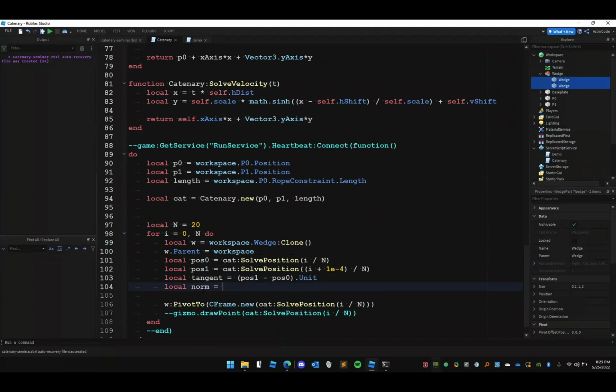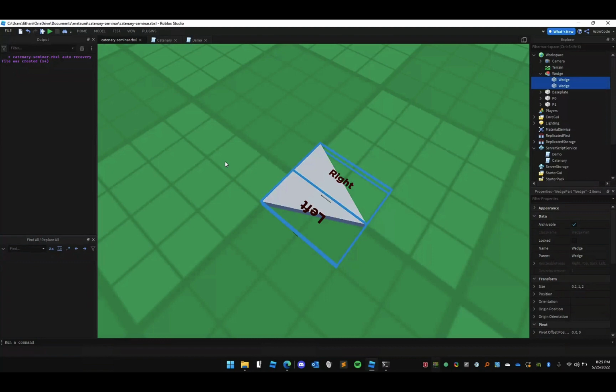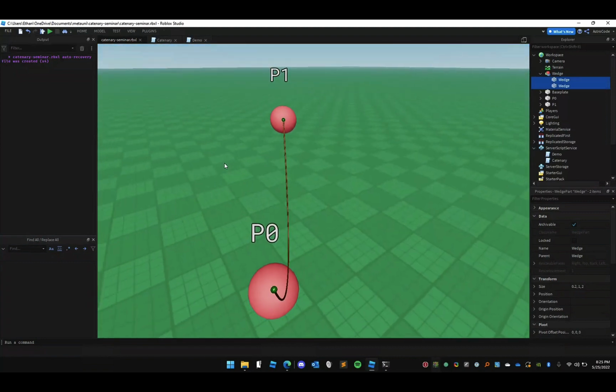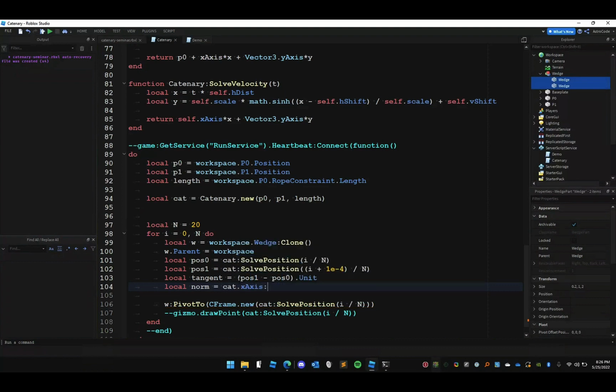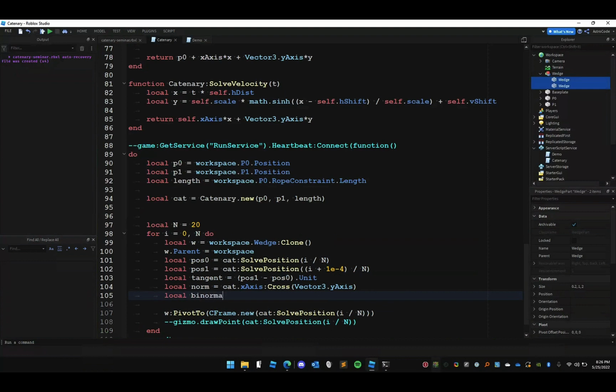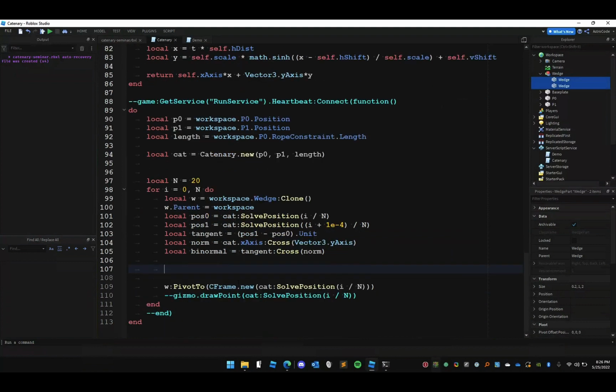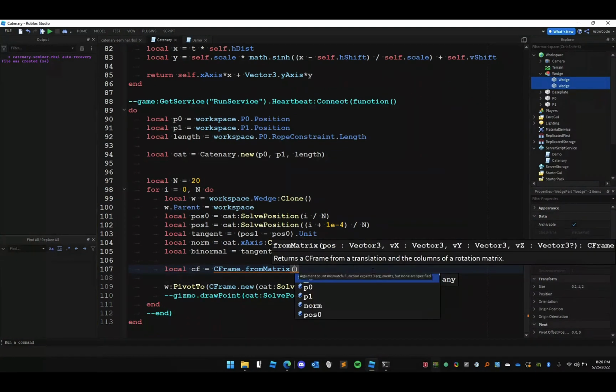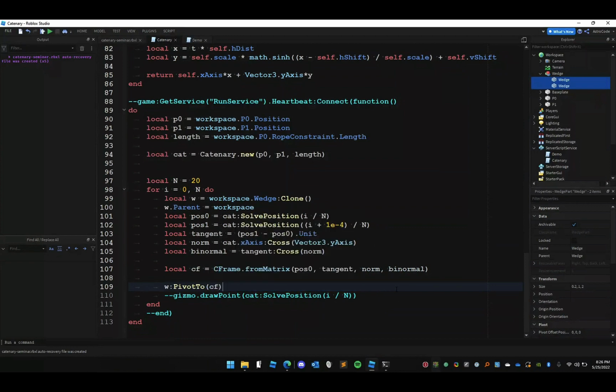Okay, and then a normal vector is going to be, that should work, right? So we want a cross product of the x-axis and the y-axis. So we're going to cross the x-axis with the y-axis. And then my binormal is going to be tangent cross normal, I believe. So then let's give this to a CFrame, and we'll use the fromMatrix constructor. This takes in a position and three vectors, and I can never remember which order the vectors go in. I will just pick one. So we'll do tangent, normal, and binormal. Right, let's see how that goes.